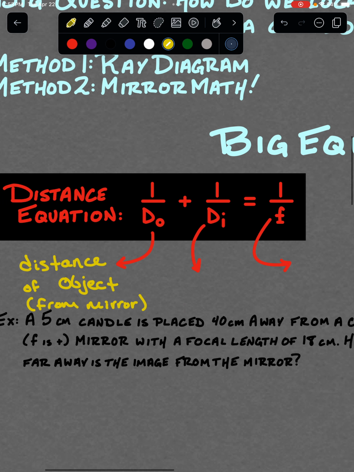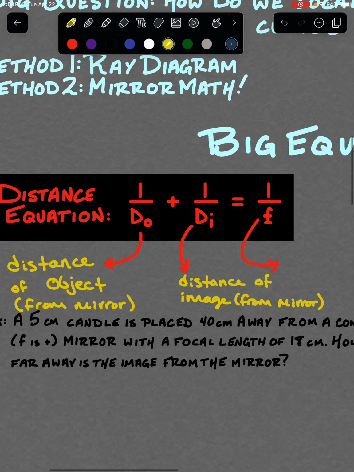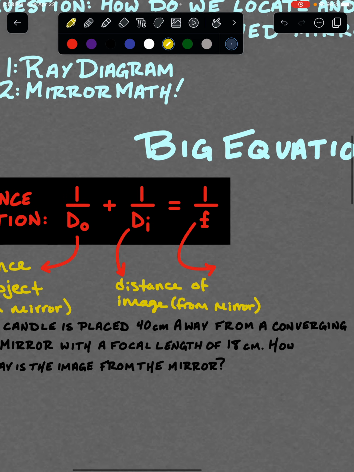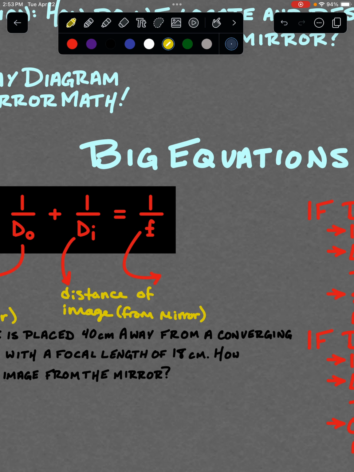Then we get 1 over di. So di, I'm sure you can guess it, is the distance of the image. And again, that's from the mirror. All right, so 1 over dO, how far the object is from the mirror. 1 over di, how far the image is from the mirror. And 1 over f, that is the focal length of the mirror. All right, and that's something that's usually given.